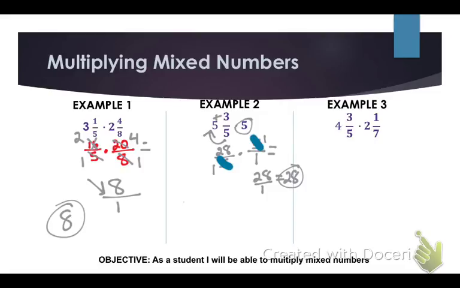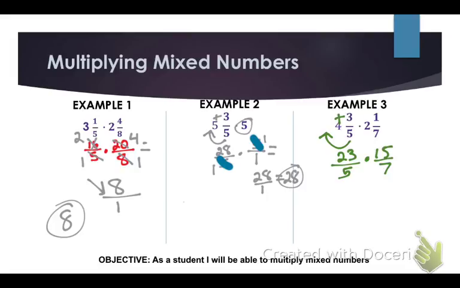Okay, we've got a couple more to do. Well, one more to do. Here we go. Example number 3. 5 times 4 plus 3. So that would give us 23. Oops, sorry, 23. Need to put the 3 over 5. And we're going to multiply that by 15 over 7.